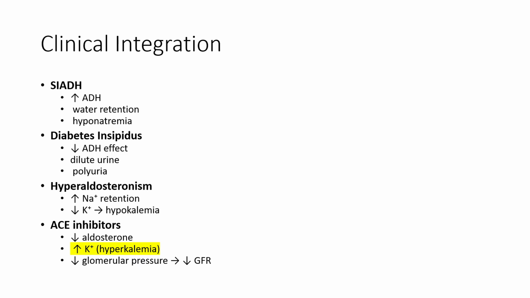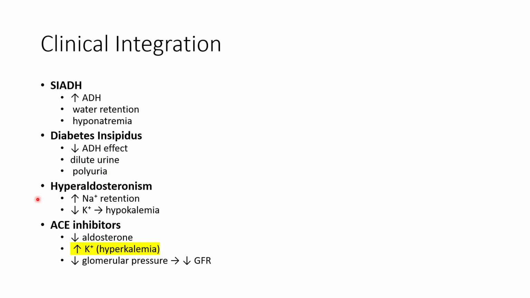So, certain clinical insights. There is this disease known as SIADH, syndrome of inappropriate ADH secretion. There will be increased ADH inappropriately to the blood volume status, that will lead to excess water retention, and that will lead to dilutional hyponatremia, low sodium. Then in case there is some defect in the secretion of ADH, that will lead to increased water in the urine, increasing the urinary output, known as diabetes insipidus. There will be polyuria and dilute urine.